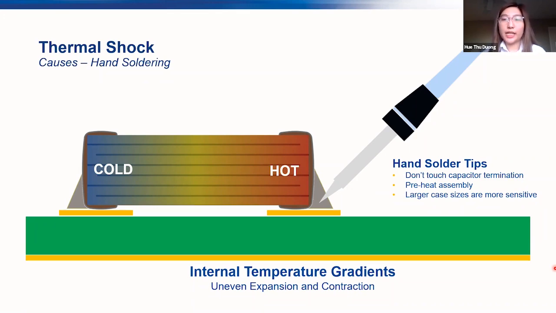It's also recommended that the assembly is preheated to limit the max temperature rise to less than 120 degrees C during the hand soldering process. Now, keep in mind that large case sizes are more sensitive to hand soldering due to their larger thermal mass and are prone to larger temperature gradients.